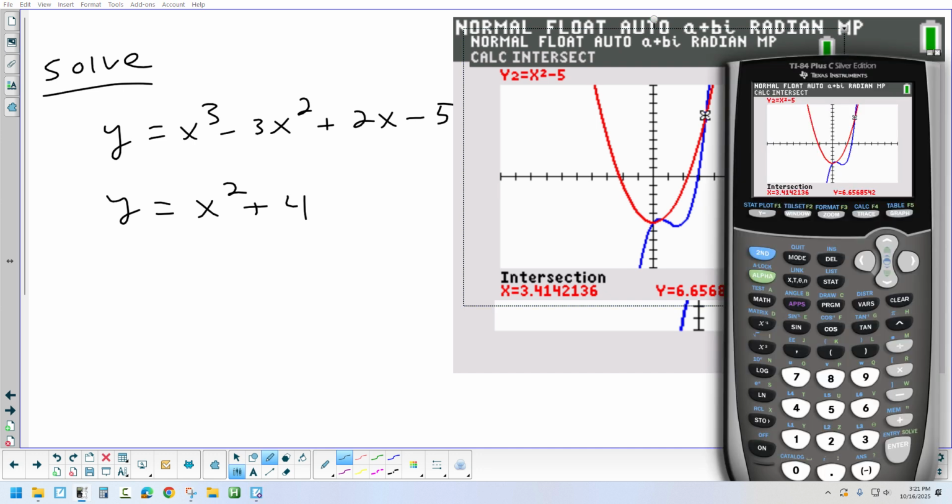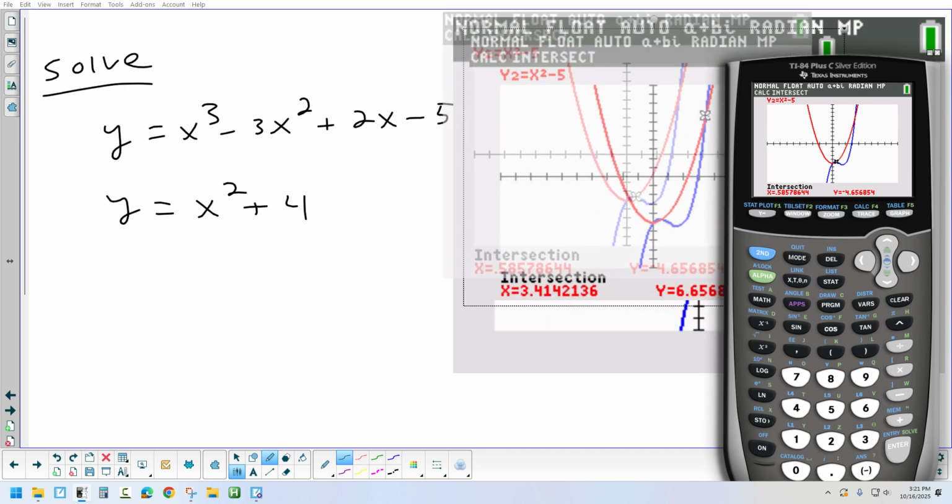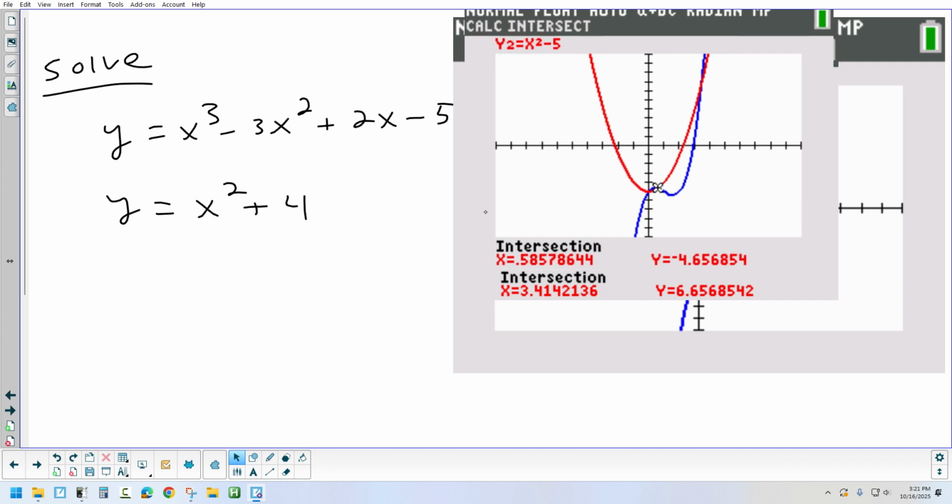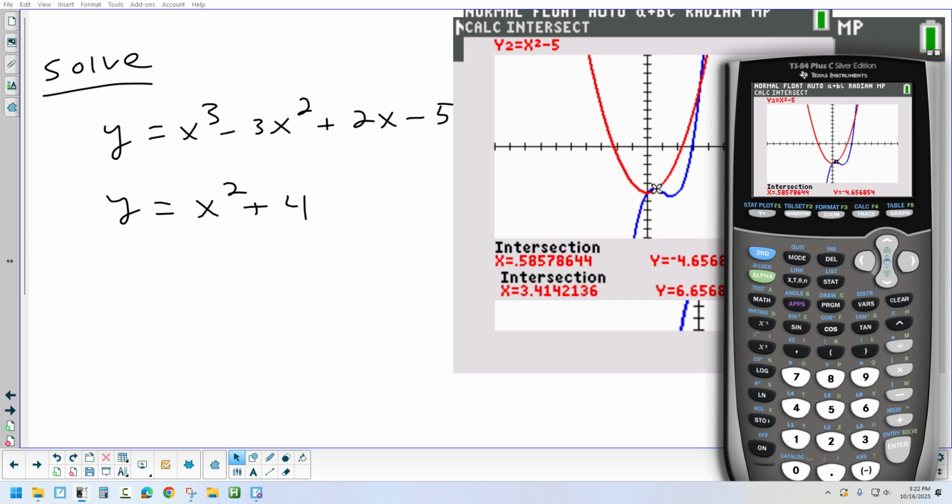Okay. Now, I can probably do this without zooming in. It looks like there's 2 answers. If you want to see it better, you could zoom in, but I don't think I need to. Okay, I got another intersection point right there. So 5.59 comma negative 4.66. And the other one, we're just going to have to move our cursor a little to the other side.